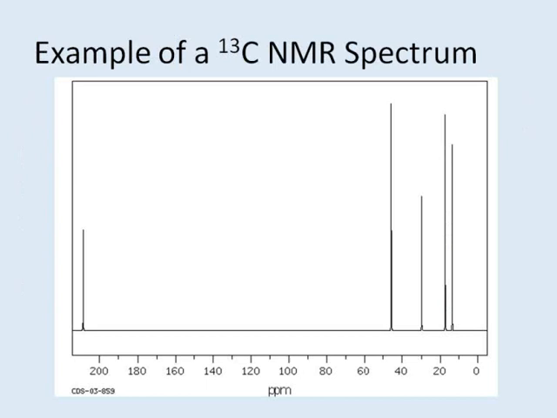So let us begin by looking at an example of a carbon-13 NMR spectrum. Here we have the spectrum for 2-pentanone. 2-pentanone contains 5 carbon atoms, each in what we describe as a different chemical environment. Consequently, the spectrum contains 5 peaks, one for each carbon atom.